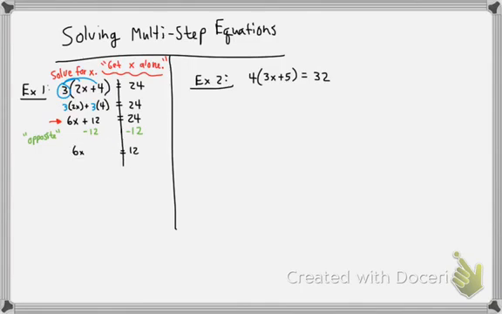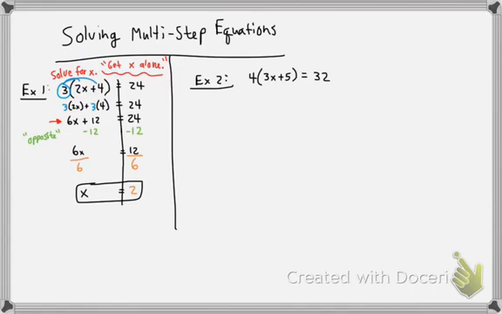How do we get the x by itself? So it just says x equals something. We have to do the opposite of 6 times x. So we have to divide by 6. 6x divided by 6. Any number divided by itself is always 1. So we can either write 1x or just x. 12 divided by 6 is 2. Our final answer is x equals 2.